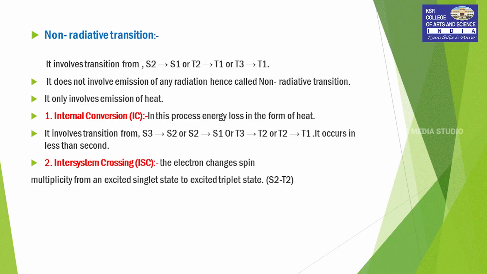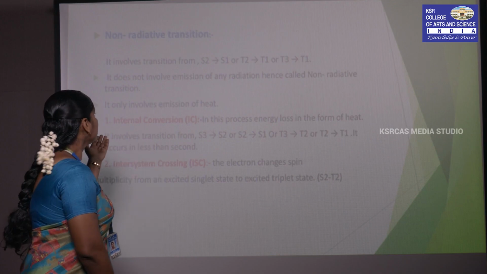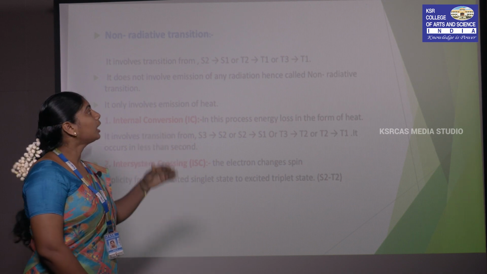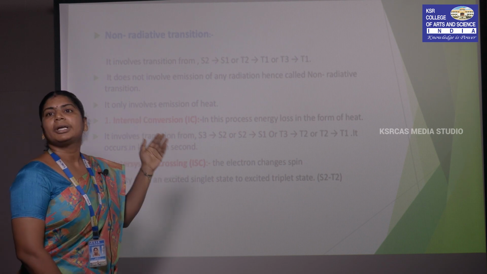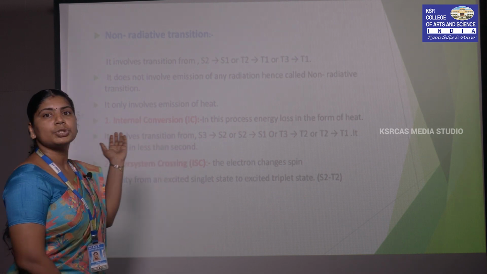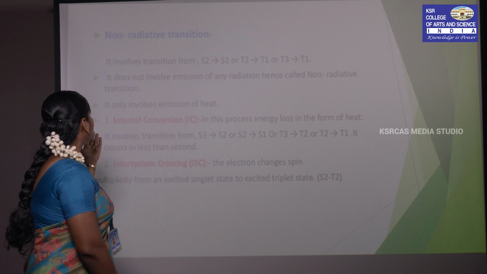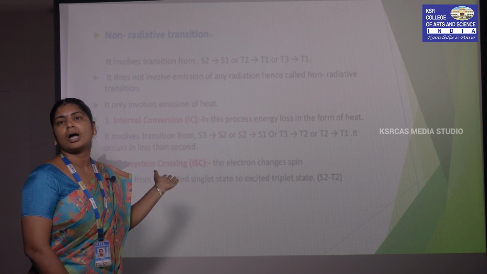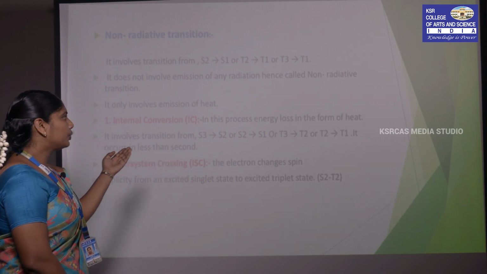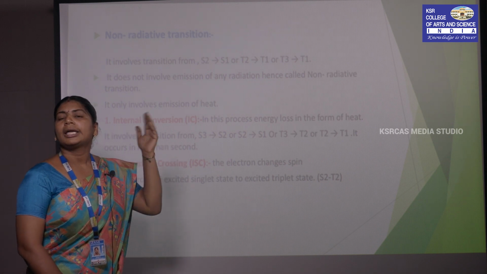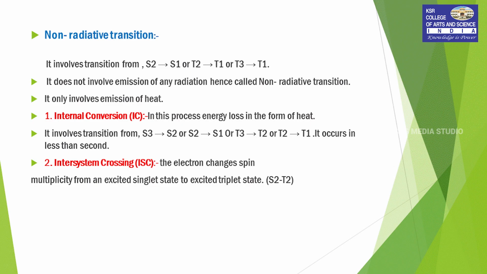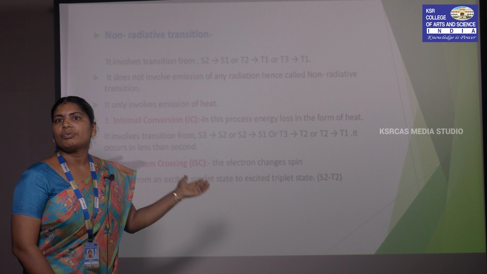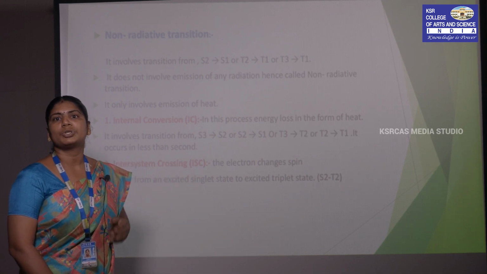Non-radiative transition involves going from a singlet excited higher energy level to a singlet excited lower energy level, or a triplet excited higher energy level to a triplet excited lower energy level, without emission of radiation. These are internal conversion and intersystem crossing. First, internal conversion. The molecule is present in a higher energy level, that means the S2 level, and energy transfers to the S1 level. This process is called internal conversion, without emission of radiation. Only heat is emitted in these reactions.